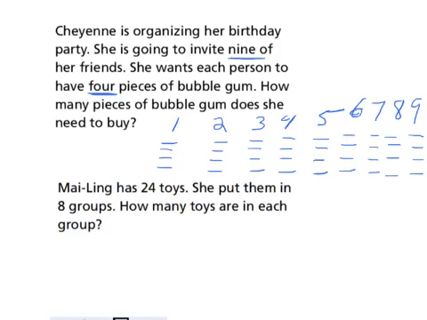Well, we can see we have 9 groups of 4. What is 9 groups of 4? Well, 9 times 4, 36. So she needs 36 pieces of gum.